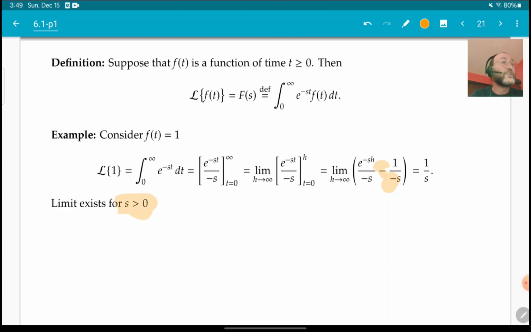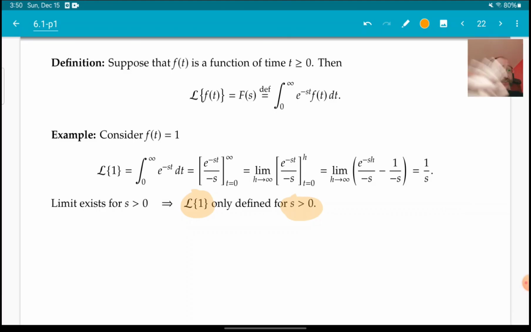And of course, the limit only existed for s bigger than 0. So really, this function is only defined for s bigger than 0. But that's what we're looking at. So you can see that the Laplace transform of the constant function 1, which is, again, a function of t, just for every t, go 1, is 1 over s, which is not constant.